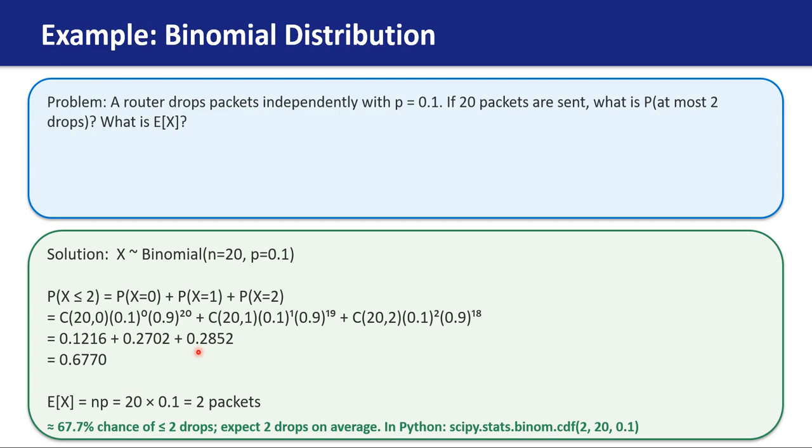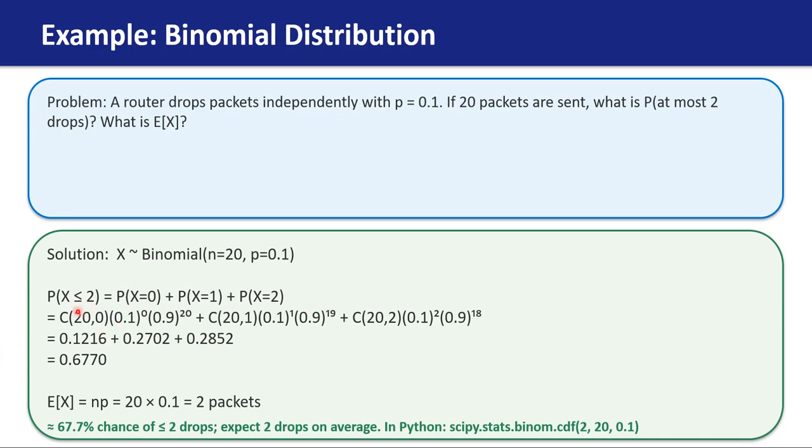Here is a networking example. A router drops packets independently with probability p equals 0.1. We send 20 packets. Let X equal the number of dropped packets. Then X follows a binomial distribution with n equals 20 and p equals 0.1. Question 1. What is the probability that at most 2 packets are dropped? We need P of X less than or equal to 2, which equals P of X equals 0 plus P of X equals 1 plus P of X equals 2.